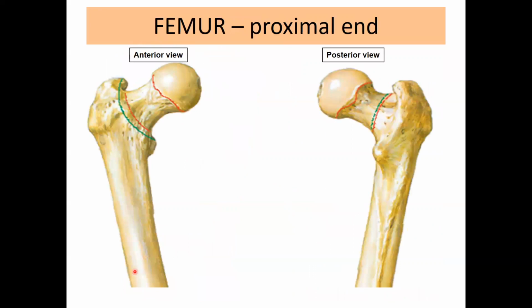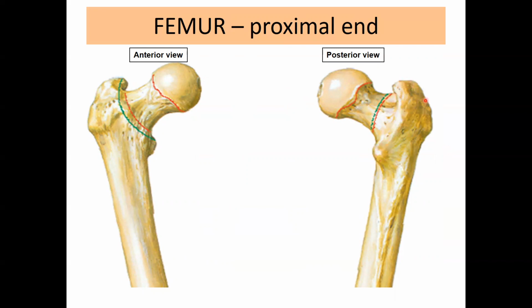You can do your labeling exercise now, because this part is really important for you. The proximal end of the femur. What are all the structures present in this proximal end? This is the anterior view of the proximal end, and this is the posterior view. How do you know which one is anterior and which one is posterior? It is by the identification of the structure called this one.